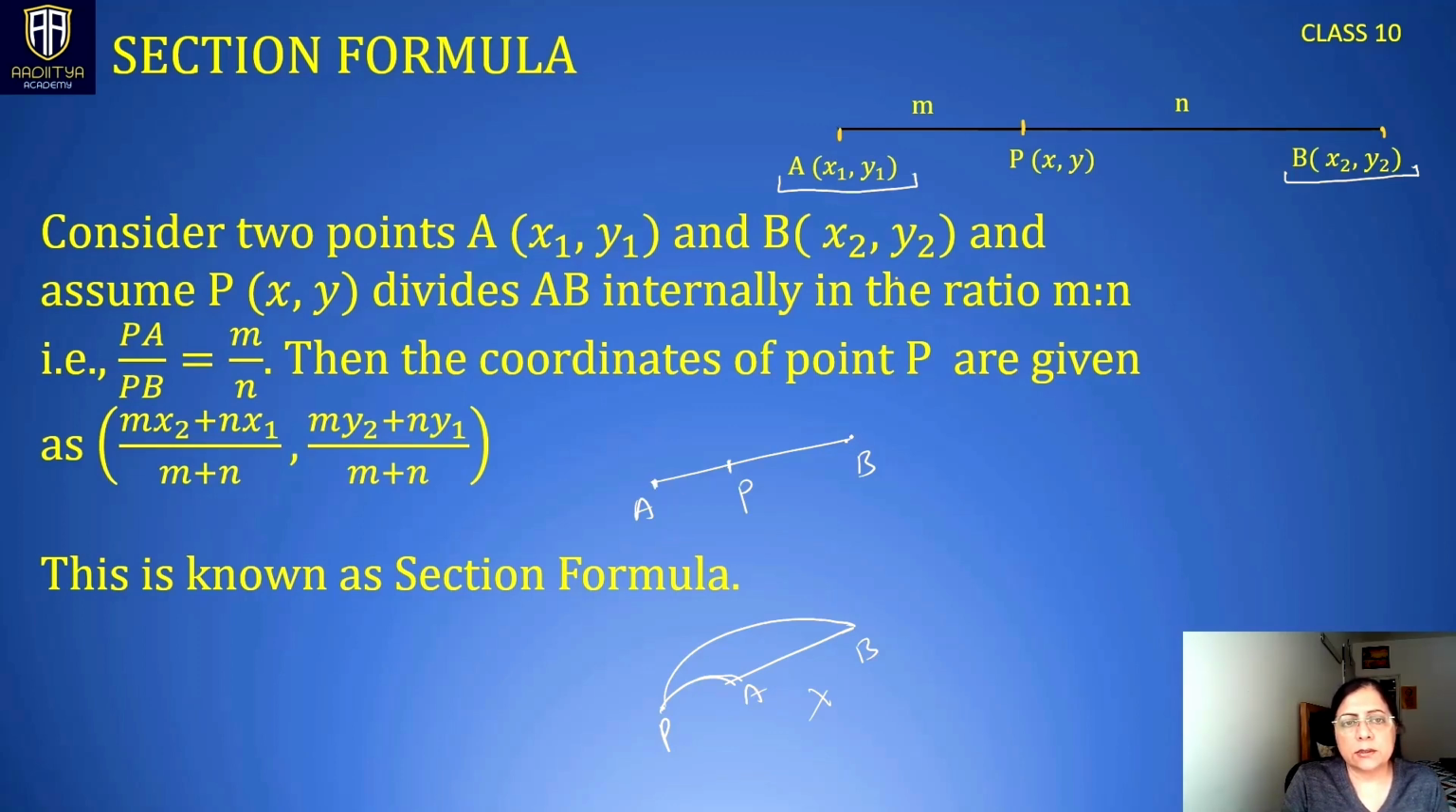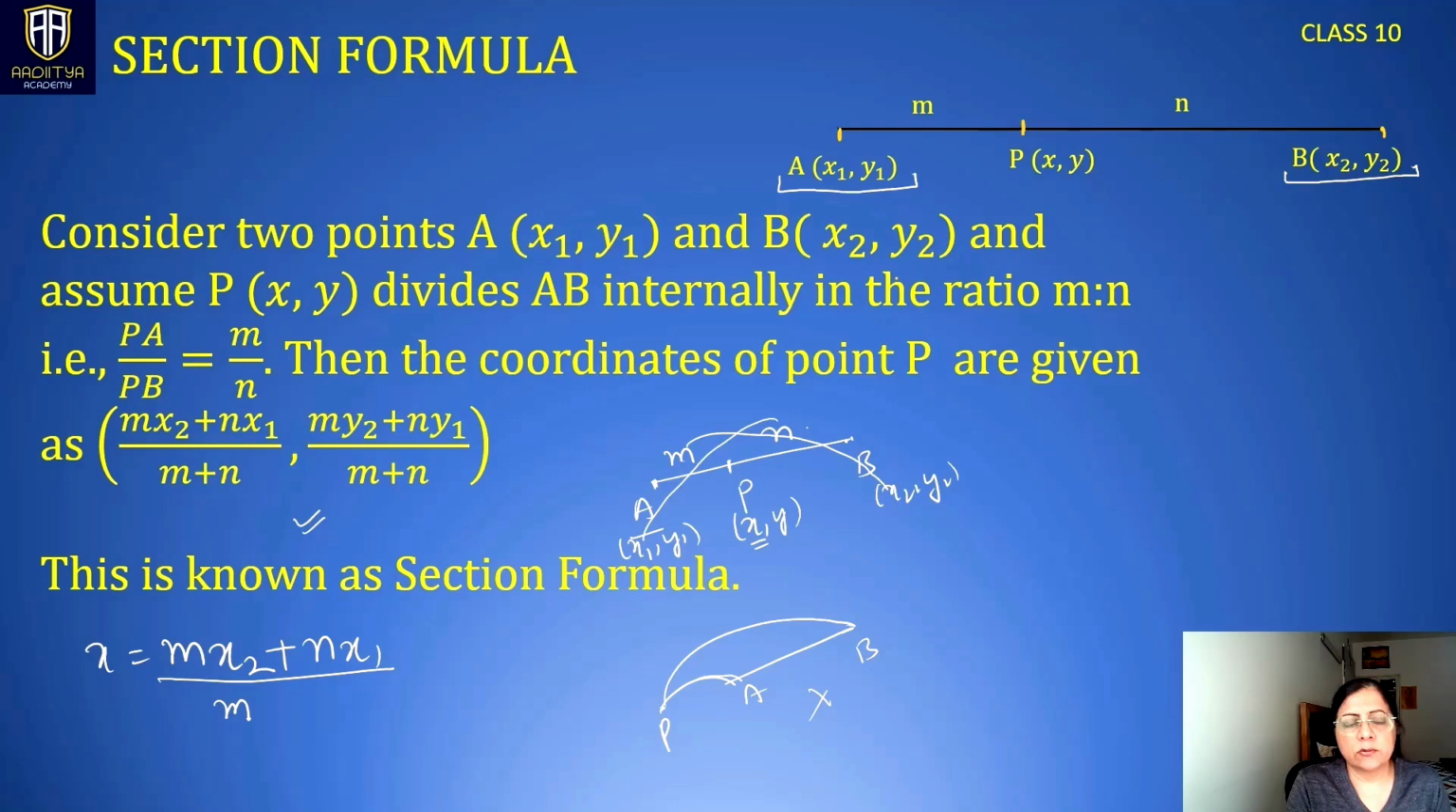That is why it is called internal division. So if AB is a line segment with coordinates x1, y1 and x2, y2 respectively, then the coordinates of point P given by x and y can be found using this formula. The ratio in which it is dividing AB is m is to n. So we write the x coordinate of P as follows. First ratio, latter coordinate; second ratio, former coordinate. So m gets multiplied by x2, n gets multiplied by x1, and this is divided by m plus n.